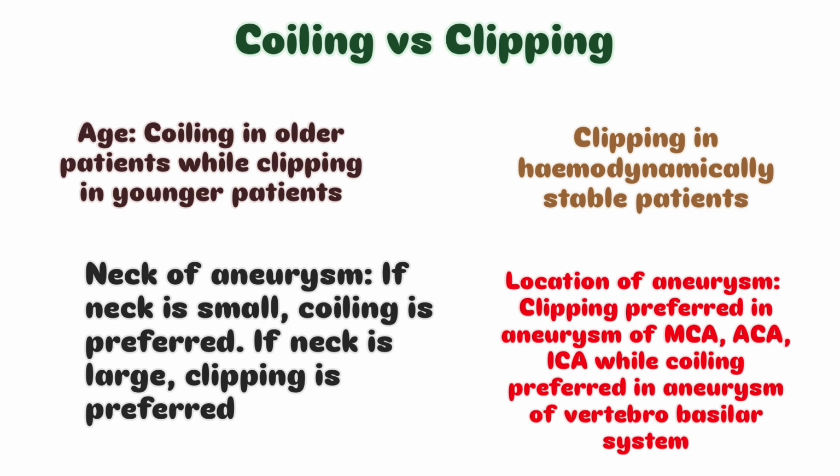Then the location of the aneurysm also determines whether coiling or clipping has to be done. Clipping is preferred in aneurysms of the middle cerebral artery, anterior cerebral artery, and the internal carotid artery, while coiling is preferred in aneurysms of the vertebrobasilar system.